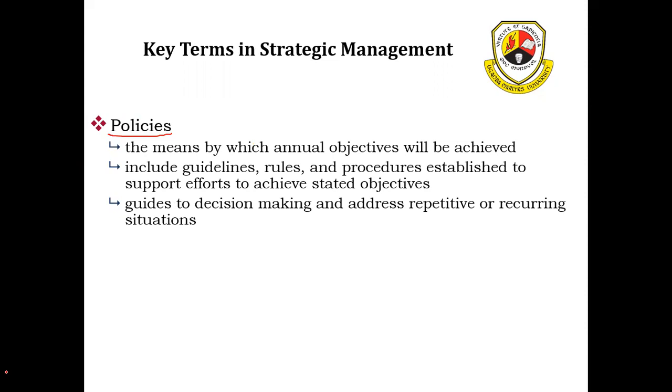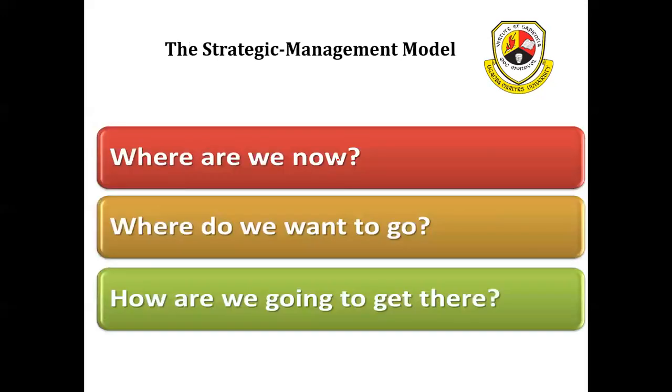Another key term, the final key term, is policies. Policies are how we implement our strategies. These are guidelines, rules, and procedures established to support efforts to achieve a certain goal. They also help to guide decision making, and they address repetitive or recurring situations. So things like, how do we purchase our ICT equipment? How will you handle security, firewalls, and so on and so forth? That's the primary purpose of policies.